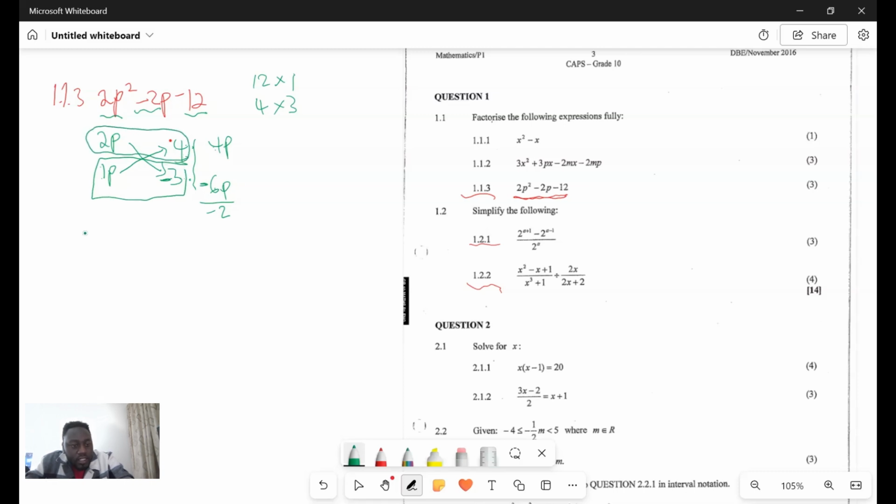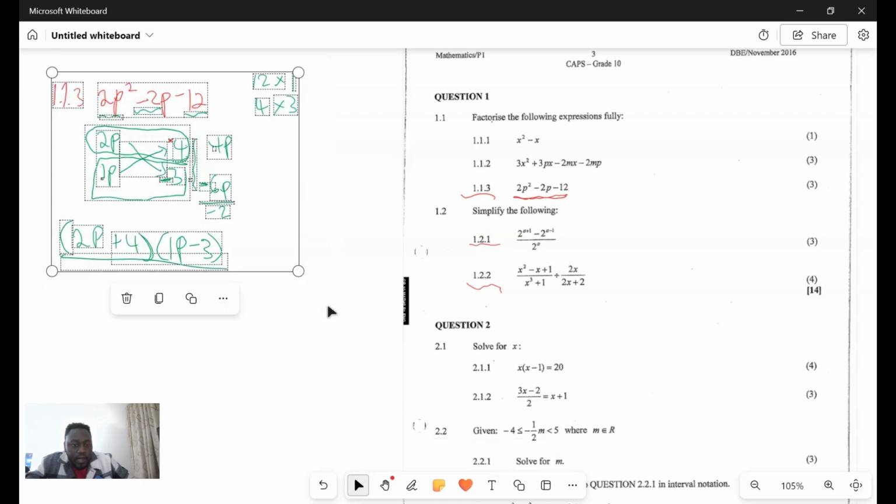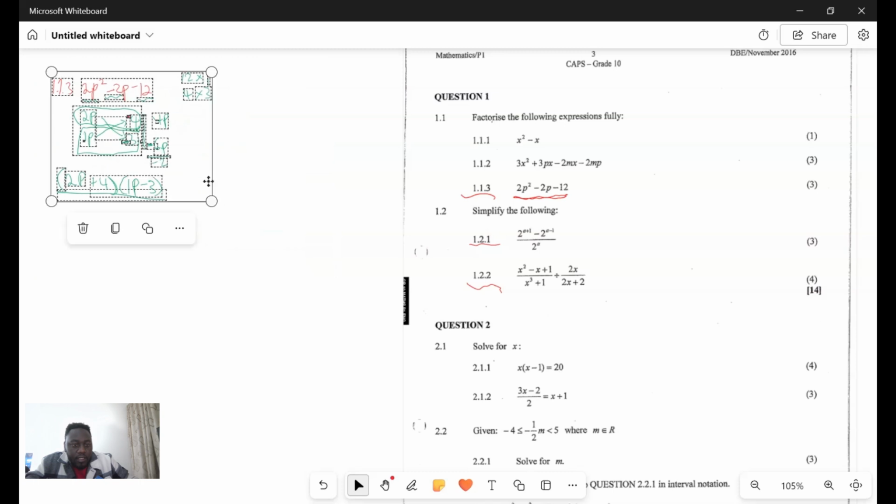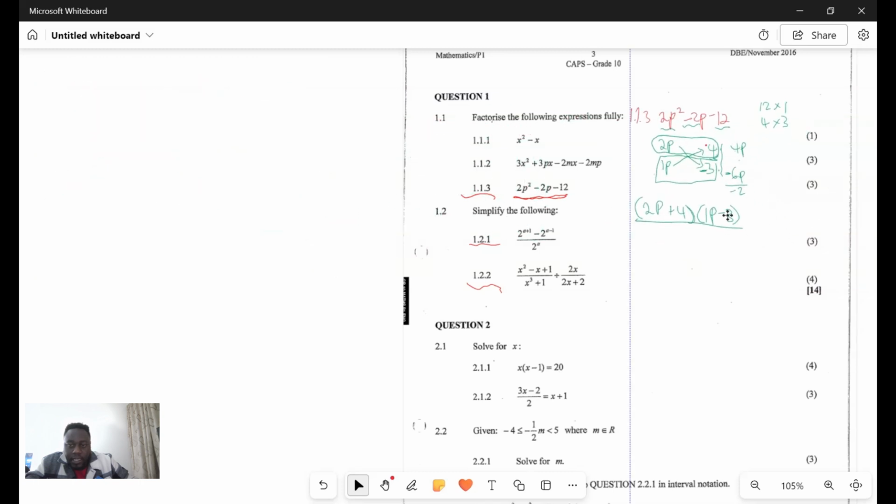In this case, you will have 2p plus 4, close bracket, and then 1p minus 3, as your factors. So you will just end here. This is for 1.1.3. So that's it. I hope you understood this. Let me just place it here.